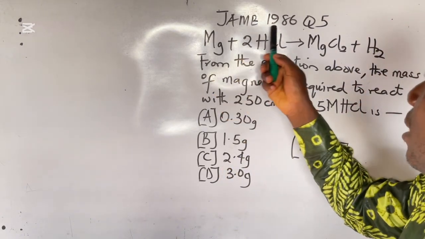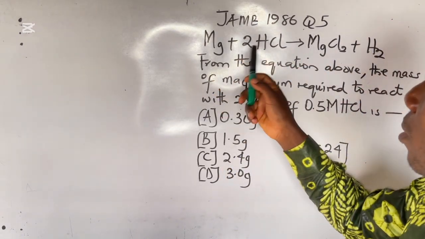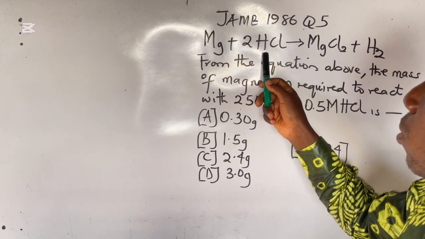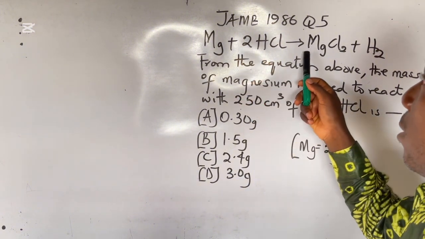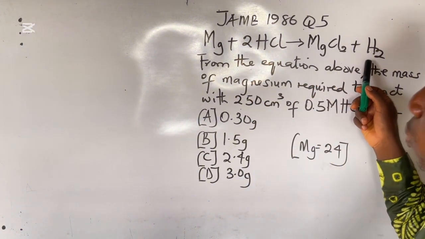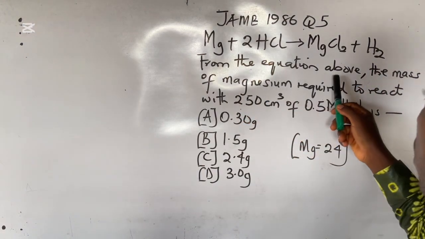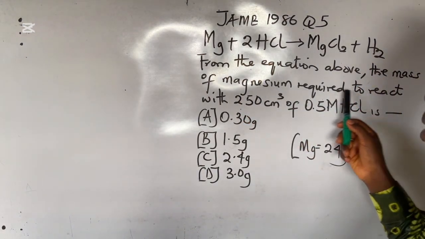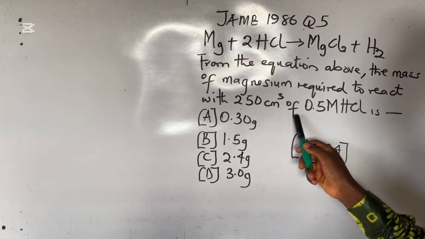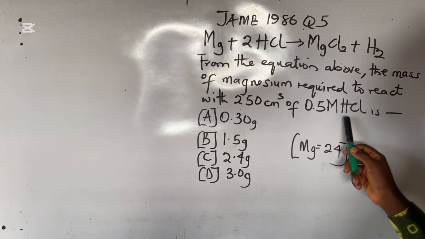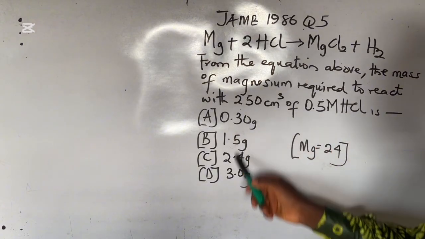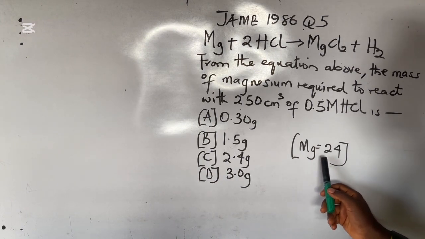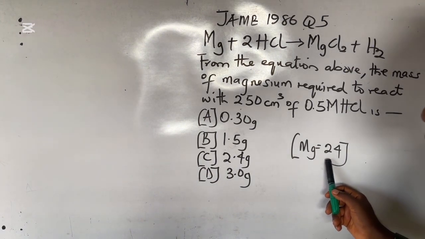Magnesium, 1986, question 5. Magnesium plus 2 hydrochloric acid, 2 moles of hydrochloric acid, gives magnesium chloride plus hydrogen. From the equation above, what is the mass of magnesium required to react with 250 cm³ of 0.5 molarity HCl? These are the options, and we are given that the relative atomic mass of magnesium is 24.